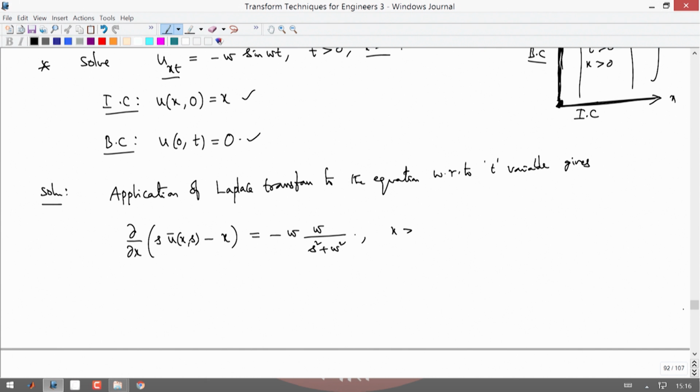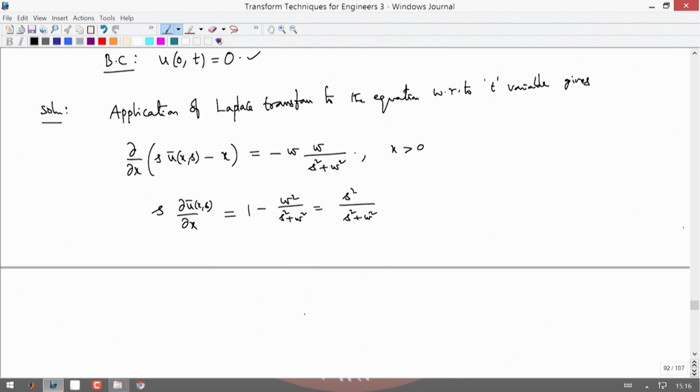So, here x is still positive, and then you consider this. So, you have s ∂ū(x,s)/∂x minus 1, and that is going to be this side. If you bring it, that is going to be here. So, we have 1 minus ω² by s² plus ω². This is s² by s² plus ω². If you just simplify, s² plus ω² minus ω², you get this. So, s cancels both sides. So, you end up getting ∂ū/∂x equal to s divided by s² plus ω².